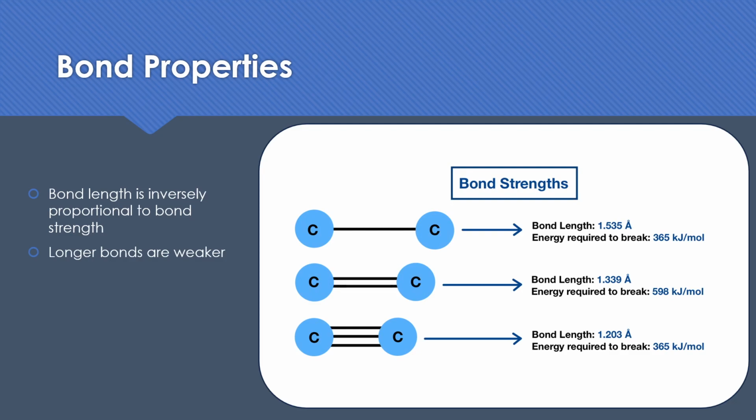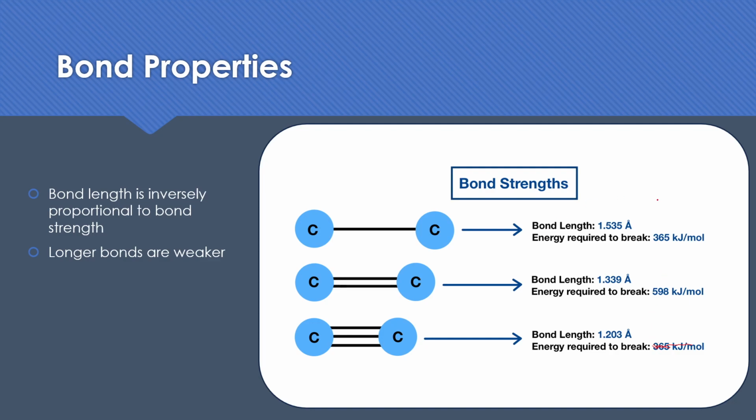So if we look at carbon-carbon single, double, and triple bonds, the single bond is the longest and takes the least energy to break, so it's the weakest. Then the double bond is kind of in between, and then the triple bond is the shortest. This is a typo.